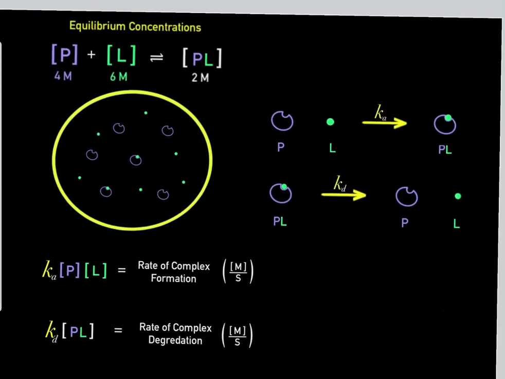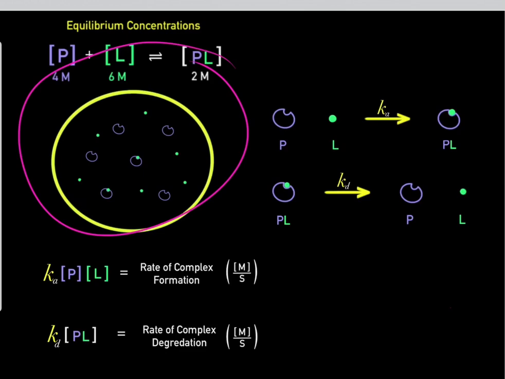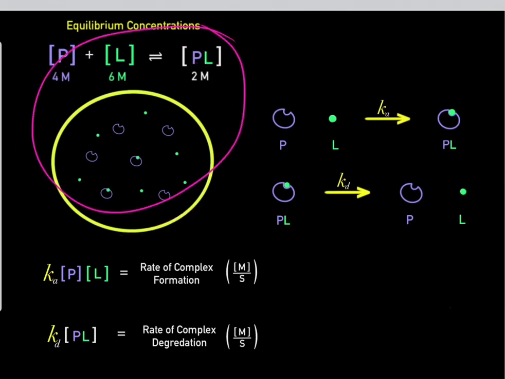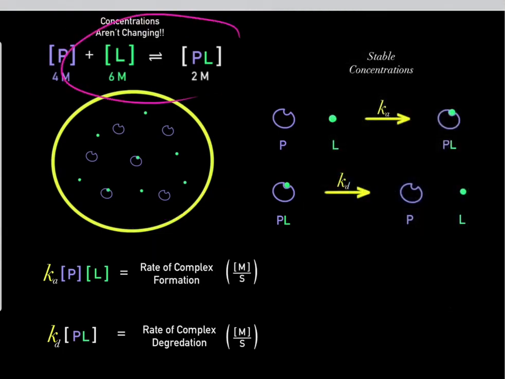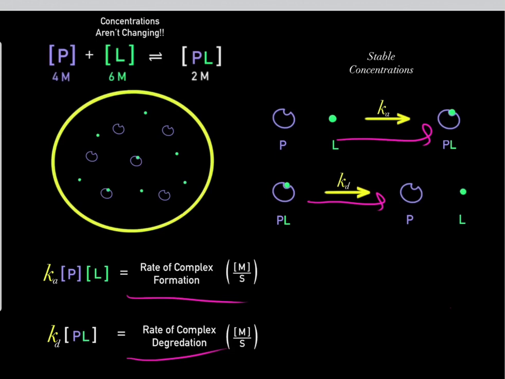But something really important to realize is, again, we've already explained that when we reach equilibrium, the concentrations are not changing. That's a defining characteristic of equilibrium. So when we reach equilibrium, the concentration of the protein-ligand complex is stable. It's not changing. Therefore, at equilibrium, the rate of complex formation must equal the rate of complex degradation. These two rates must equal each other because that's the only way to maintain a stable protein-ligand complex concentration.